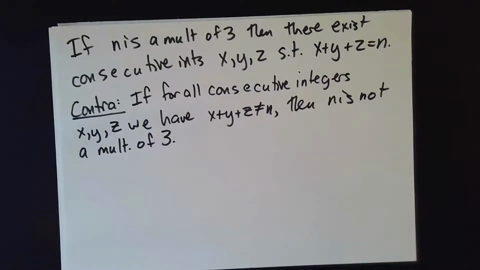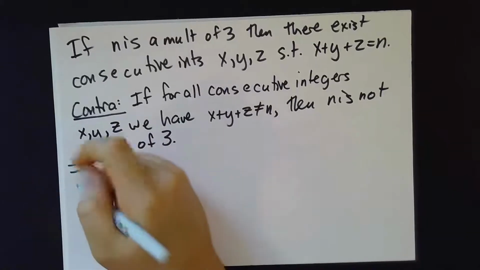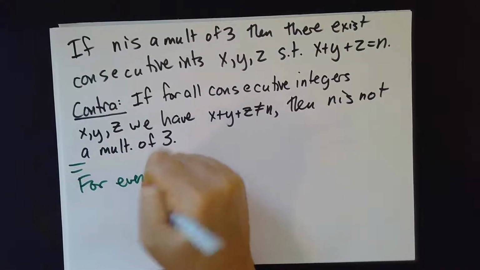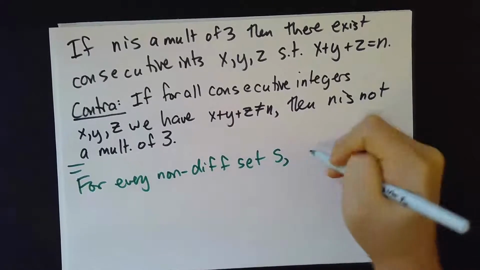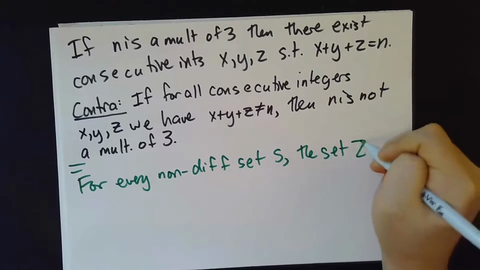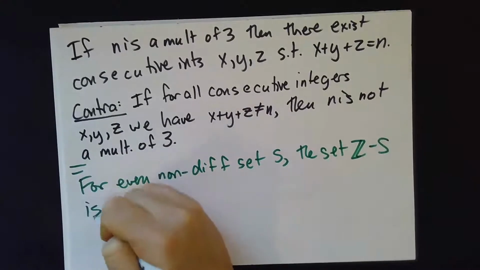So this is really a statement about all non-differential sets, right? This is, again, going back to our translating back and forth between an if-then statement and a for-every statement. This is saying the same thing as: for every non-differential set S, the set Z minus S is non-differential.